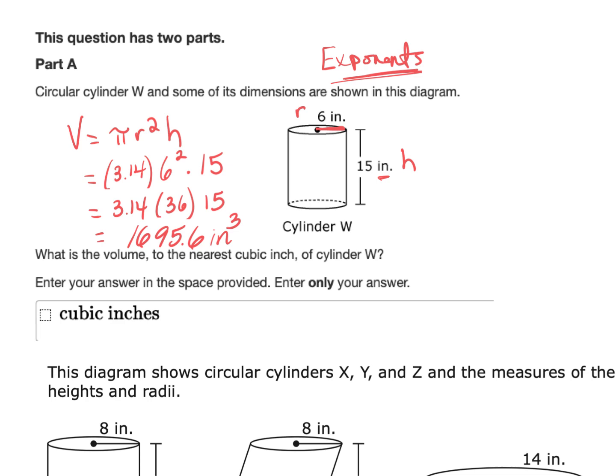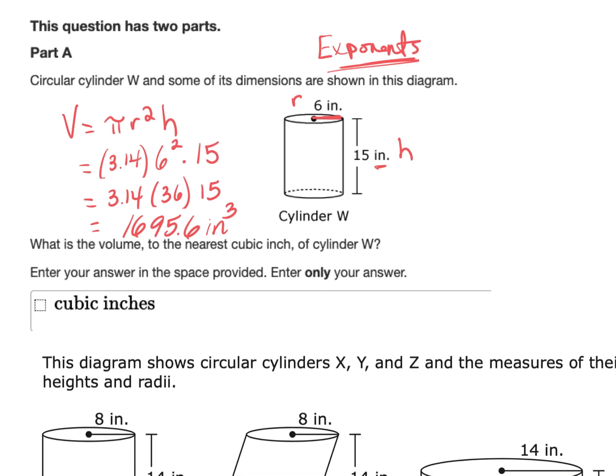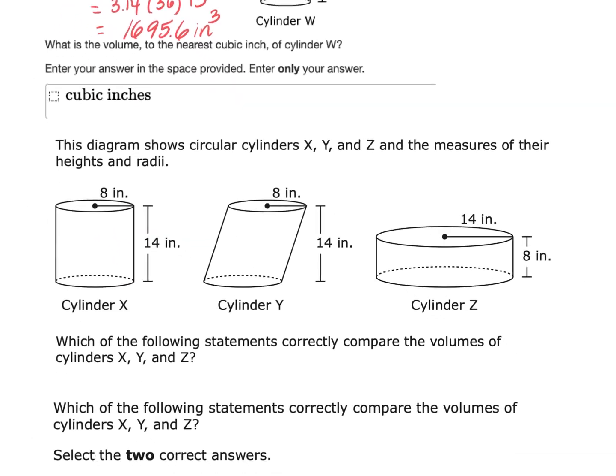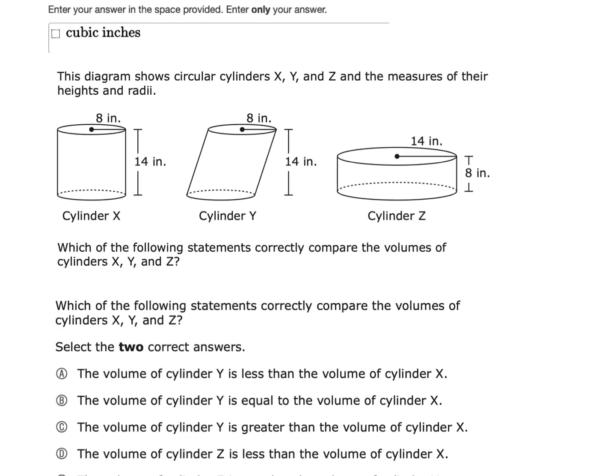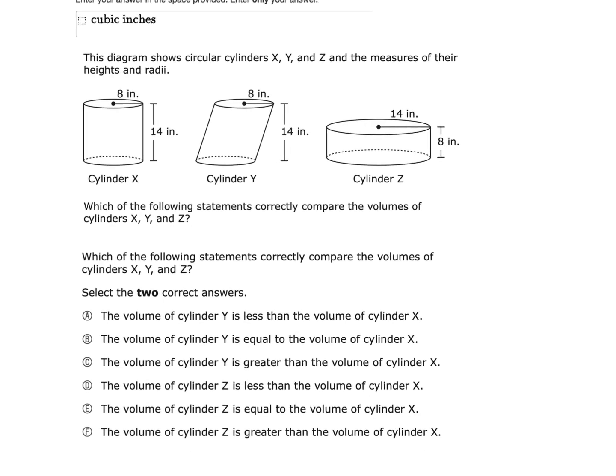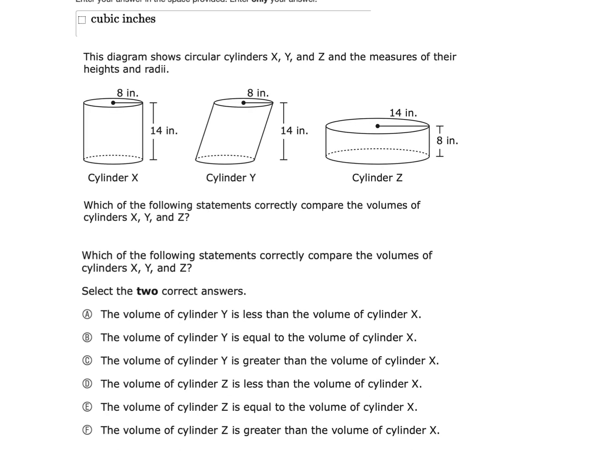Okay. That's my volume of my cylinder. This particular question, we're going to use process of elimination to solve. Okay. We have 3 separate cylinders here, X, Y, and Z. Okay. And remember, my volume is pi r squared times h. Okay. So, I just want you to look at the pictures themselves.